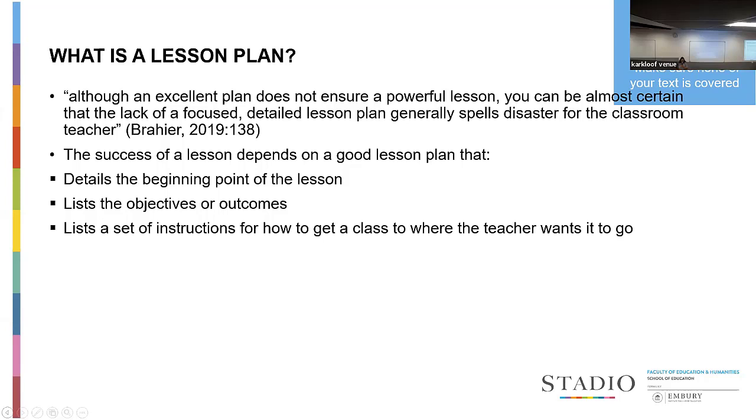The success of a lesson depends on a good lesson plan that details the beginning point of the lesson, lists the objectives or the outcomes, lists a set of instructions for how to get a class to where the teacher wants it to go.